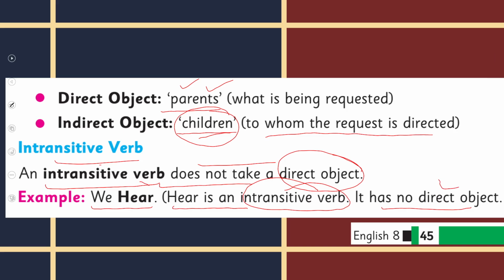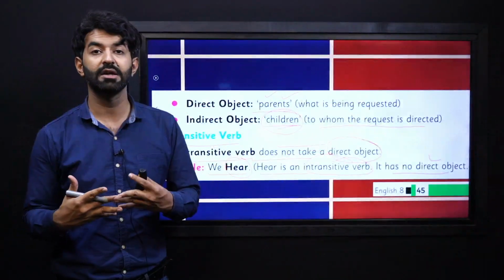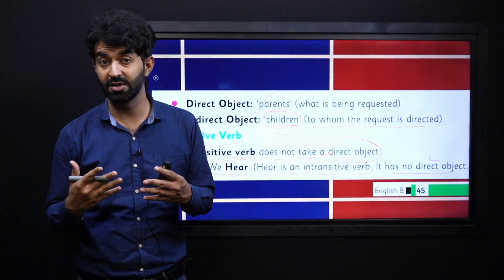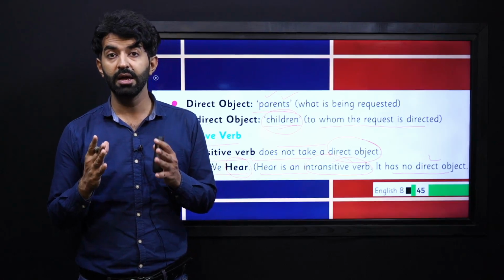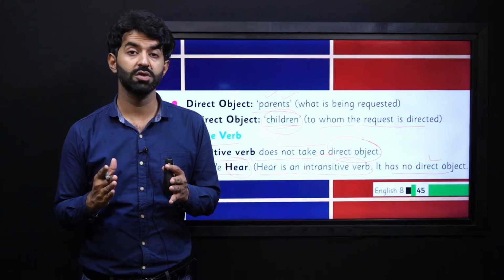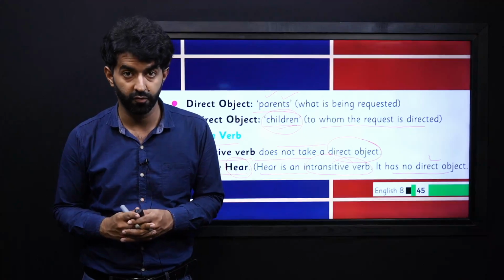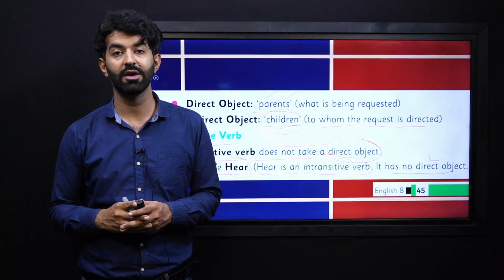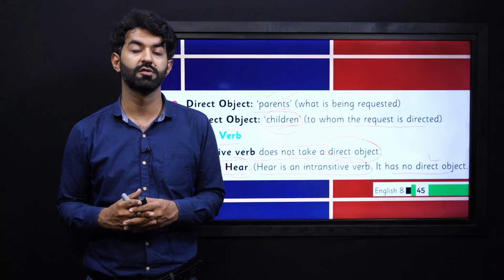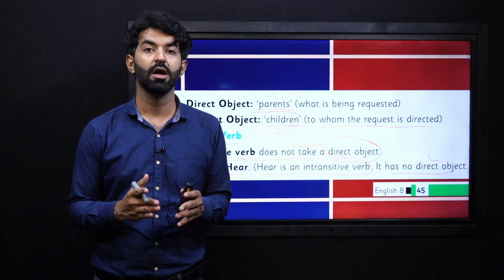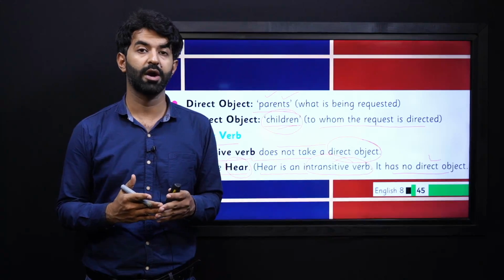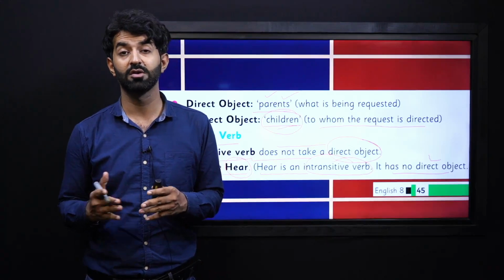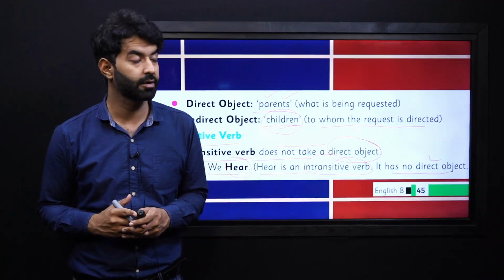Here is your verb, but it is a sentence that is complete on its own and it does not require any kind of direct object. So here the word hear is an intransitive verb because it does not require a direct object and it is complete in its own sense. So this is the difference between a transitive verb and an intransitive verb. The former requires a direct object and the latter does not require any kind of direct object.